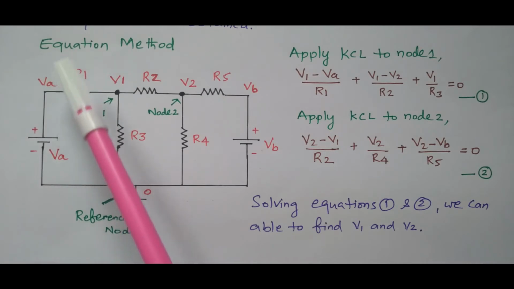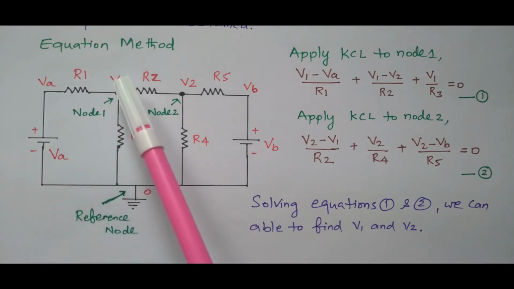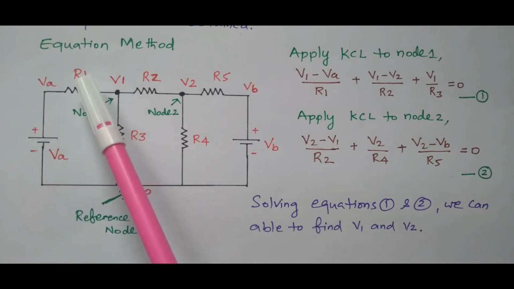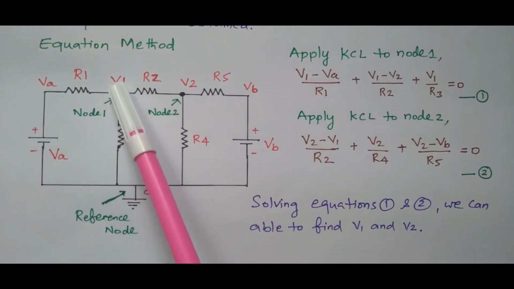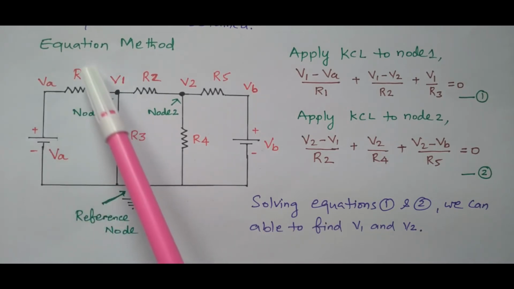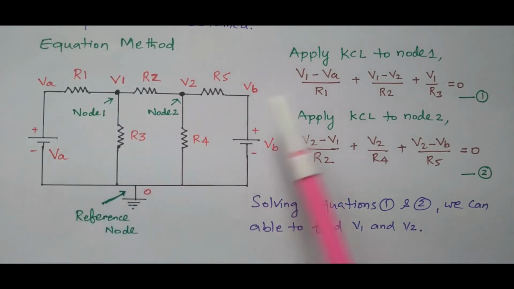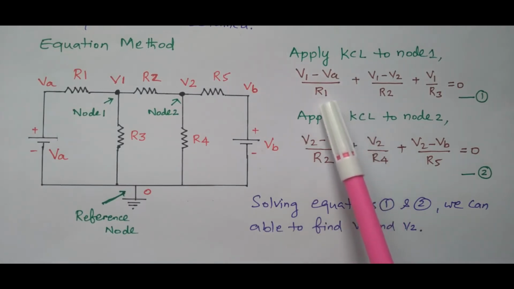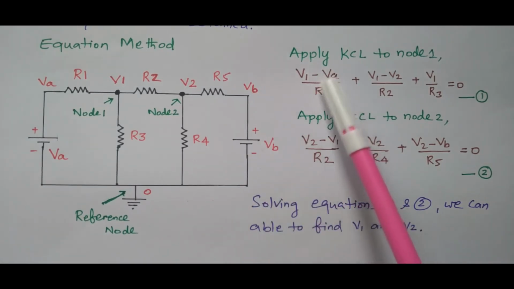Current I equal to V by R. V is nothing but V1 minus VA, because R1 is connected between node 1 and the supply voltage. So the difference between these two voltages is the voltage across R1. So (V1 minus VA) divided by R1 is the current flowing through resistor R1.